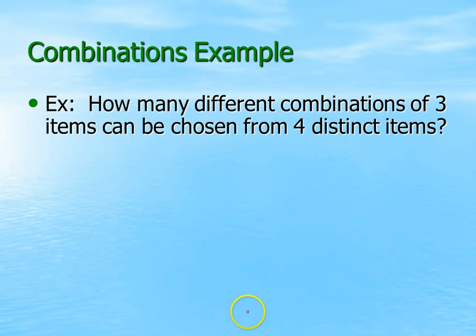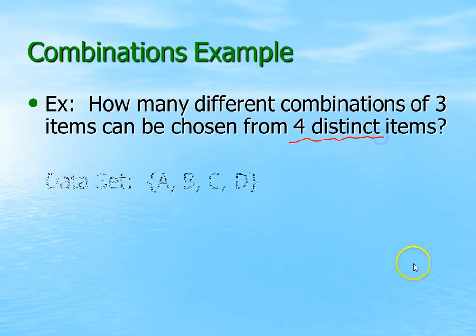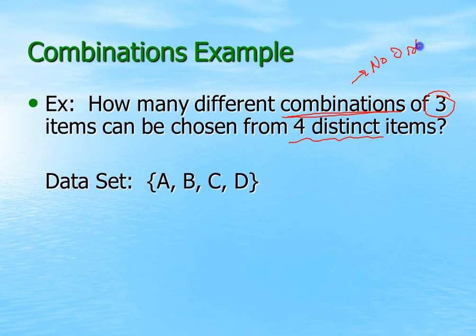Now, an example: how many different combinations of 3 items can be chosen from 4 distinct items? So we have 4 items. My data set is just A, B, C, D. And I want to know how many different combinations of 3. Well, if I say combinations, what did we just say? Combinations, there's no order. Order doesn't matter. So if order doesn't matter, how many combinations of 3 can I take?